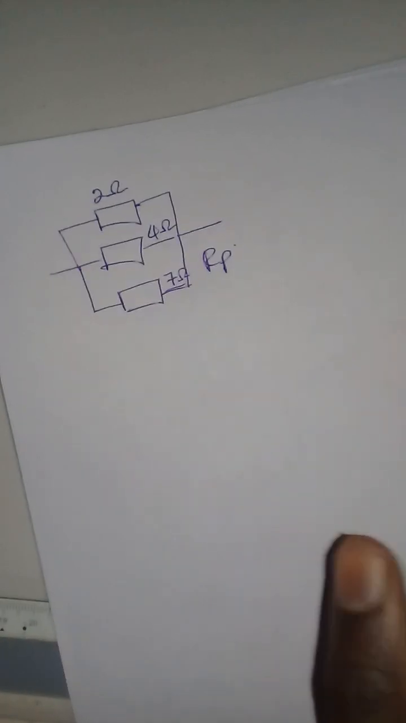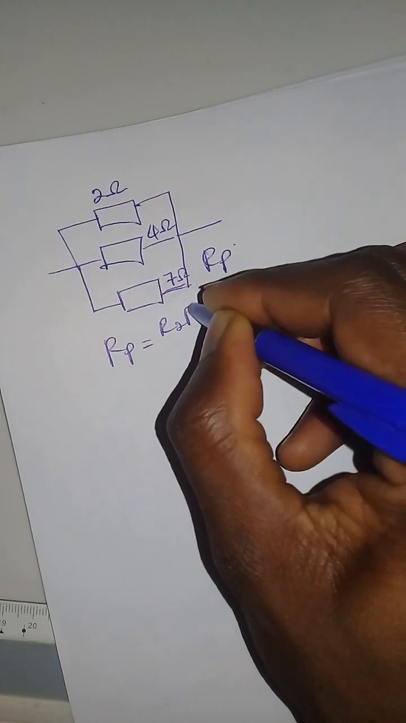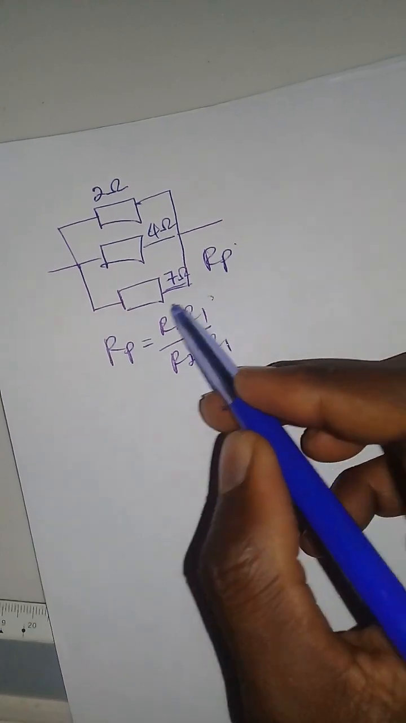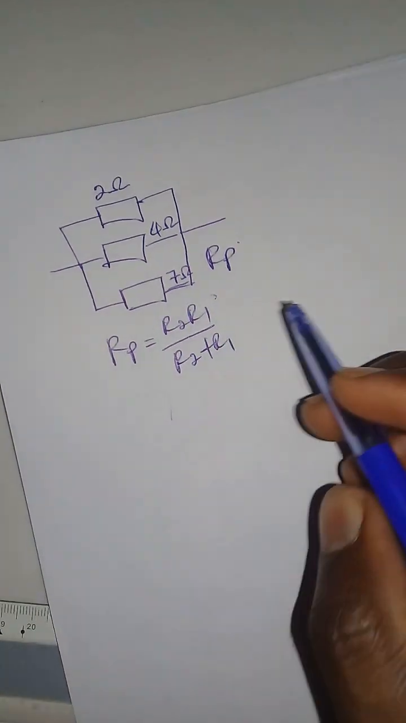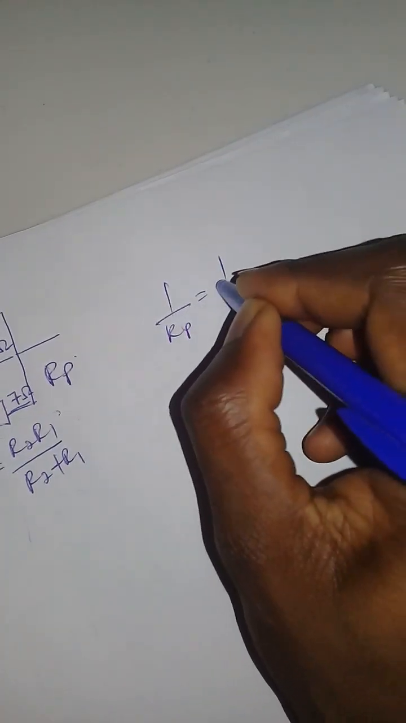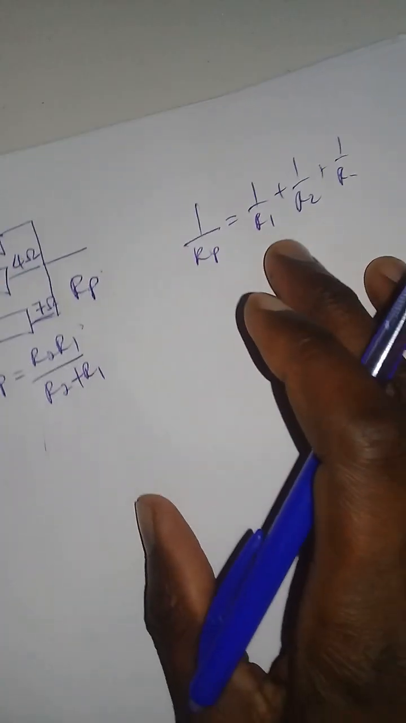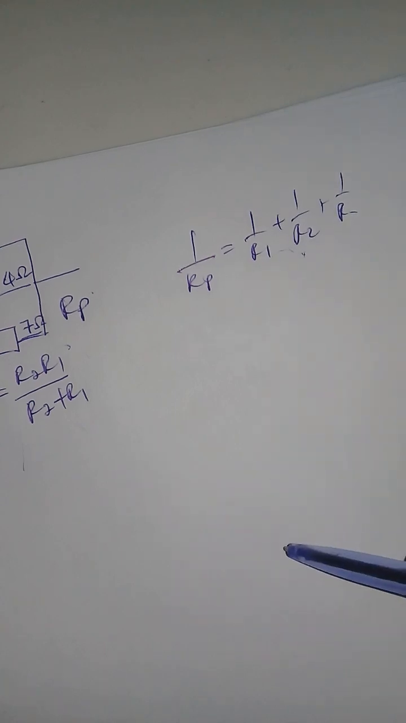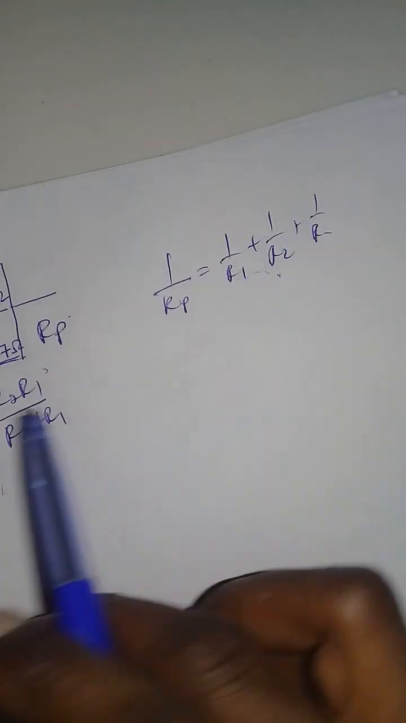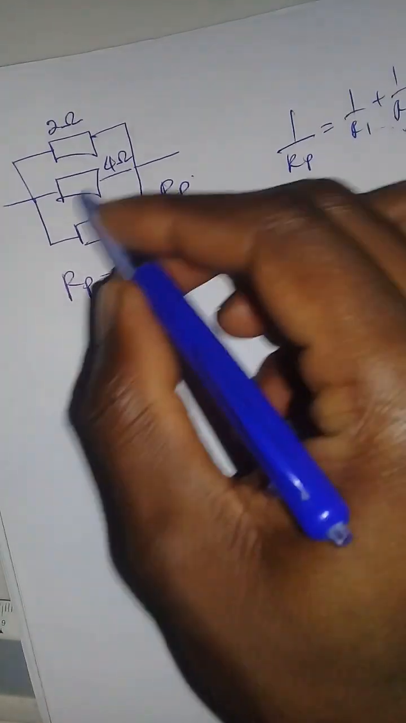How would you do this? Now remember, I told you to focus on this formula, R2 times R1 over R2 plus R1, because it's simple. All you have to do is substitution. But when you are using Rp equal to 1 over R1 plus 1 over R2 plus 1 over R3 and so on, then you must know how to simplify fractions, because if you do not, this is going to give you a huge headache. So this is just to make things easy for you.